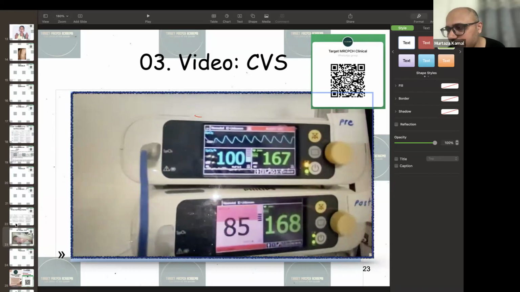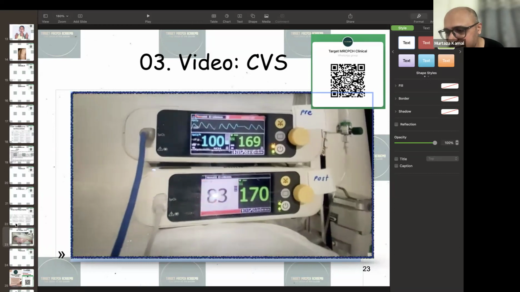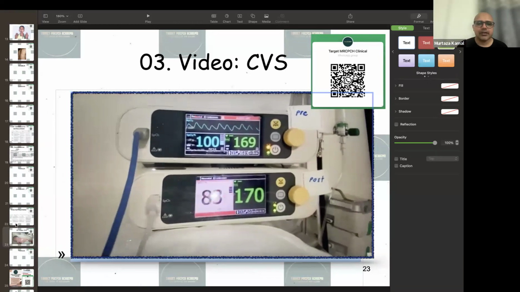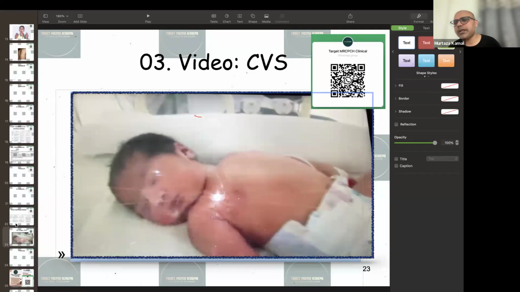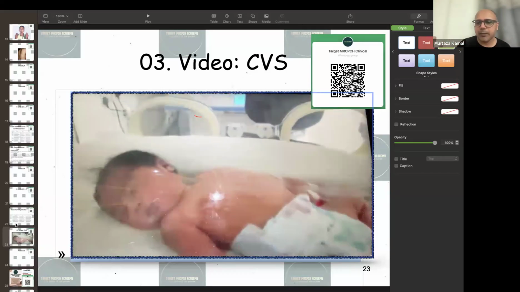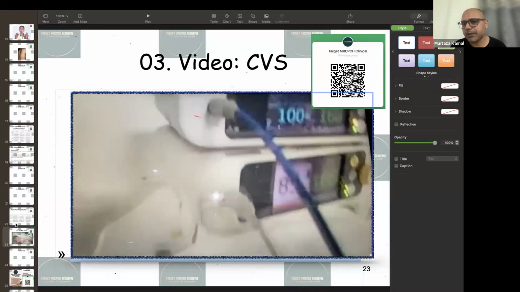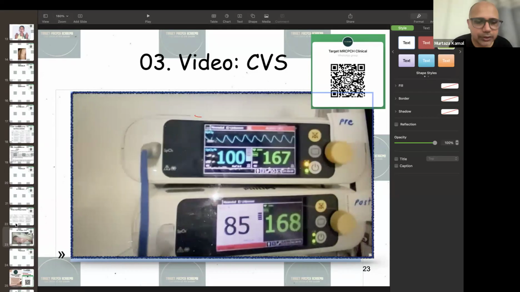Any of the lower limbs will be supplied after the duct only, because the PDA comes much earlier, near the left subclavian, right? So any of the lower limbs will work, but the right upper limb, because the aortic arch is on the left, the first branch which comes out is the brachiocephalic trunk, which gives the right subclavian artery. So you get the saturation.